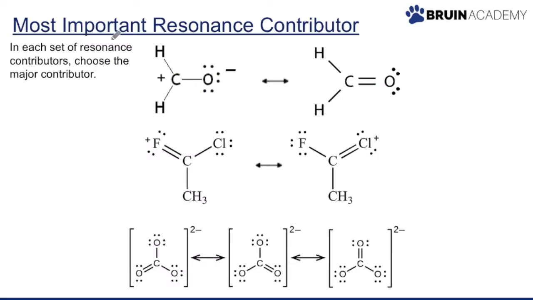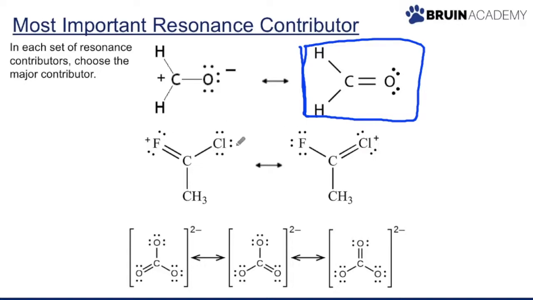So let's look at this problem here. It says in each set of contributors, we're going to choose the major contributor, or the one that basically is the most stable, that contributes the most to the resonance hybrid. So let's look again at formaldehyde here. We have in this contributor a positive formal charge on the carbon, negative formal charge on the oxygen, and then here we have no formal charges. And similarly, we have 3 covalent bonds on carbon here, as opposed to 4 over here. And finally, this one has a full octet, whereas this carbon does not. So if we had to pick the one that would be the most contributing, we would definitely want to go with this one for most of the reasons stated above.